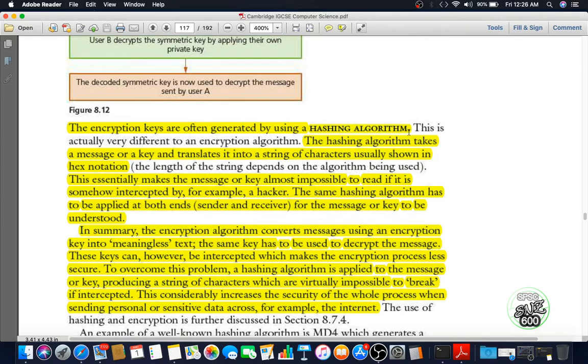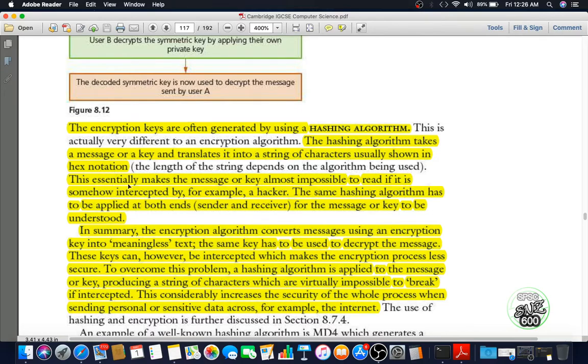So the hashing algorithm is actually used to generate the encryption key. This is actually very different to an encryption algorithm. It does not work as an encryption algorithm. The hashing algorithm takes a message or a key and translates it into a string of characters, usually shown in hex notation. So what it creates is shown as hex notation.